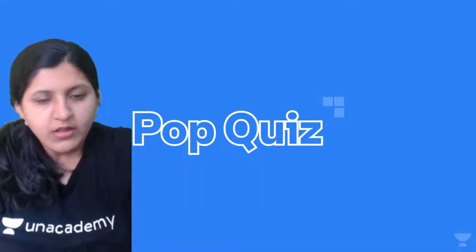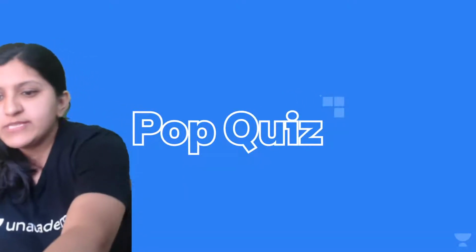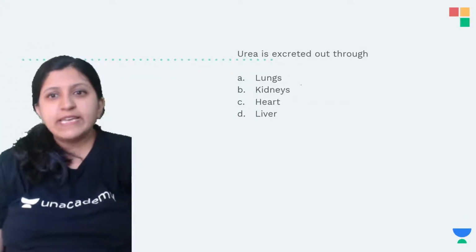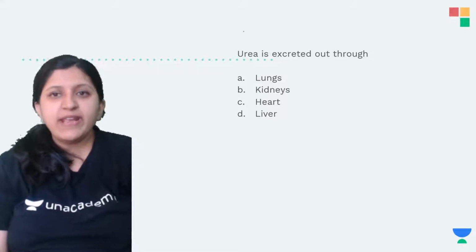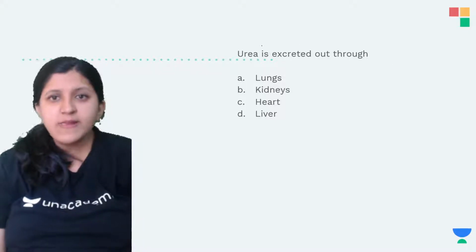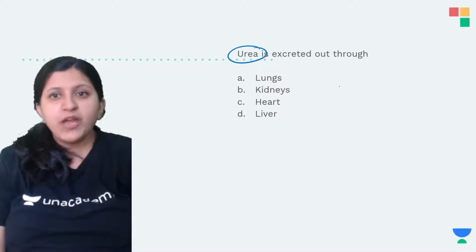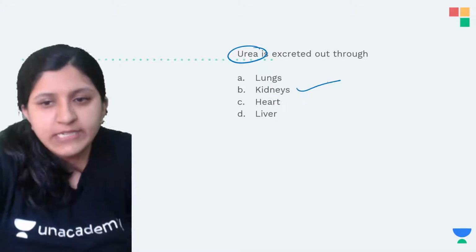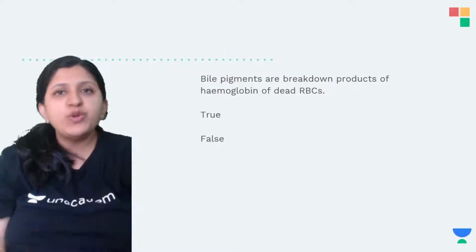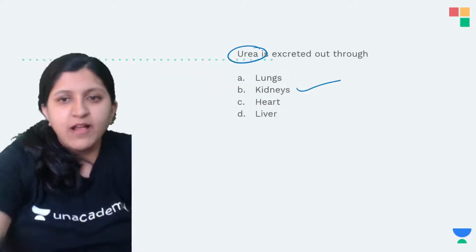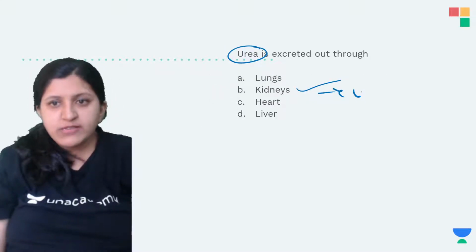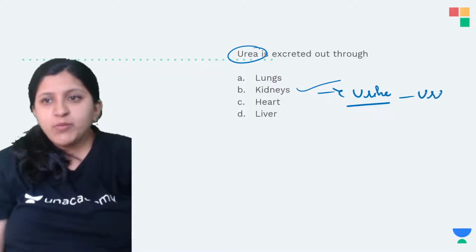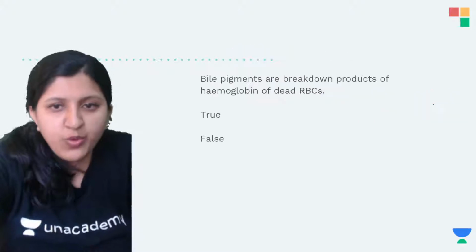Alright, so pop quiz. Urea is excreted out through lungs, kidneys, heart and liver. So where exactly does the excretion occur? With respect to urea, we can get rid of the urea from the kidneys. Mainly the urine formation occurs in the kidney, in the nephron. So most of it will be urea itself.